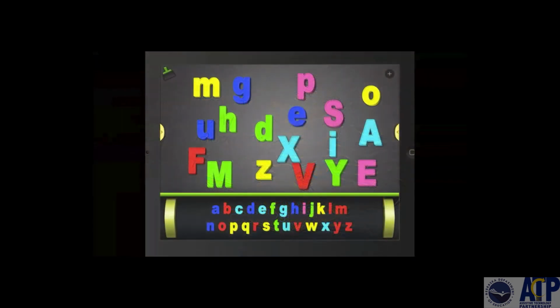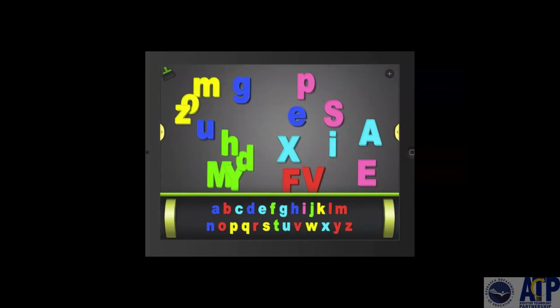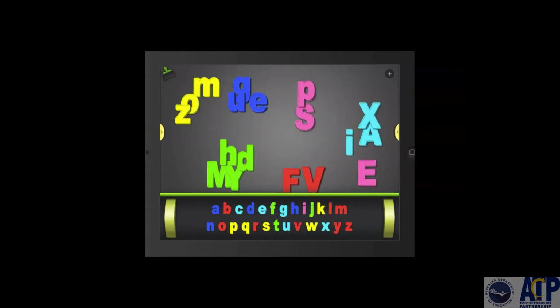Let's play a little game with these letters from the app Magnetic Alphabet. How could you sort these letters? You might be thinking, we could put all of the ones that are yellow together and all of the red ones together and all of the blue ones together. So we could sort by color.